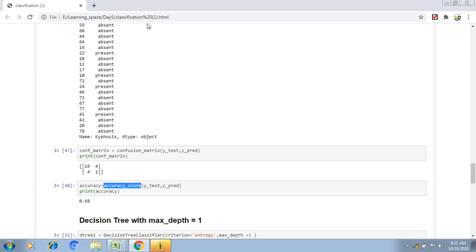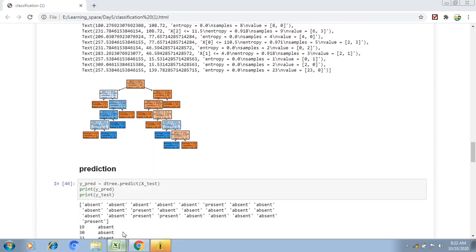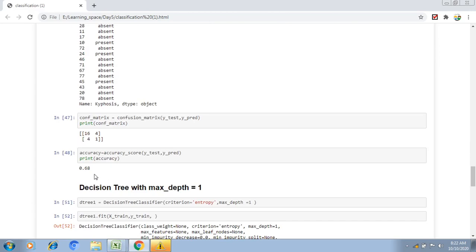It is one of the methods in our sklearn. Just passing the y test and y prediction, I get an accuracy of only 68 percent for my model. If I am using the same data as my training and testing, I got only 68 percent accuracy.